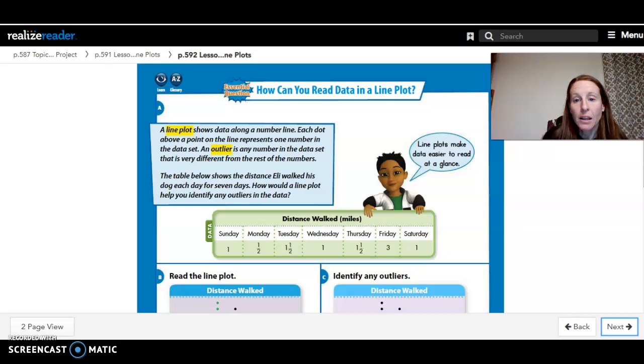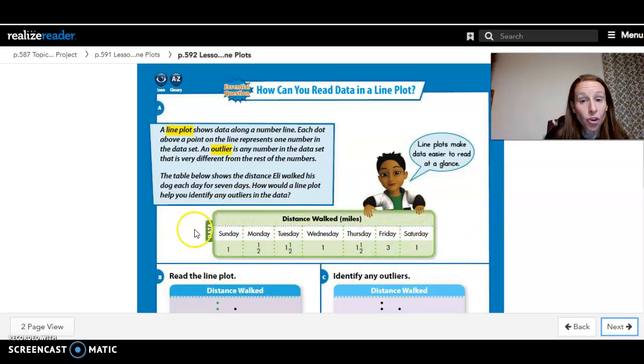Okay, how can you read data in a line plot? So take a look at this data chart. Also, it has to have a title. So now we're moving on to distance walked in miles. They made a nice little calendar here for the week, with all the days from Sunday to Saturday, and probably they recorded each day. Sunday, one for a walk, walked for a mile, put a 1 in there. Monday, half a mile. Tuesday, 1.5 miles, Wednesday, 1 mile, Thursday, 1.5 miles, Friday, 3 miles, and Saturday, 1 mile.